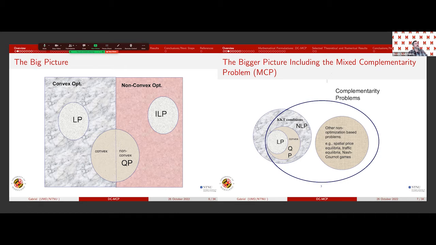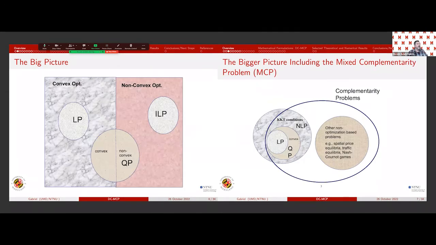The bigger picture is that, well, if you can express optimality conditions for, say, convex programs, that's usually done via the KKT conditions, Karush-Kuhn-Tucker conditions, for nonlinear programs, which includes linear programs, convex quadratic programs, and many other problems.